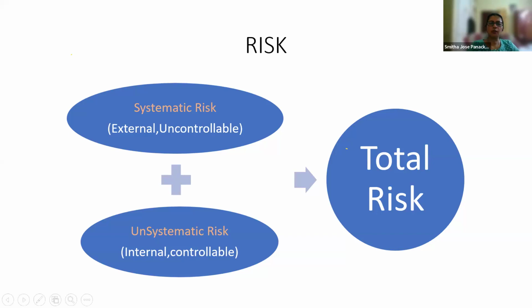Then how will you measure unsystematic risk? Unsystematic risk, we usually measure using standard deviation and variance. I'll show you. Let me stop this PowerPoint and I'll open an Excel sheet and I'll show you how to measure unsystematic risk.